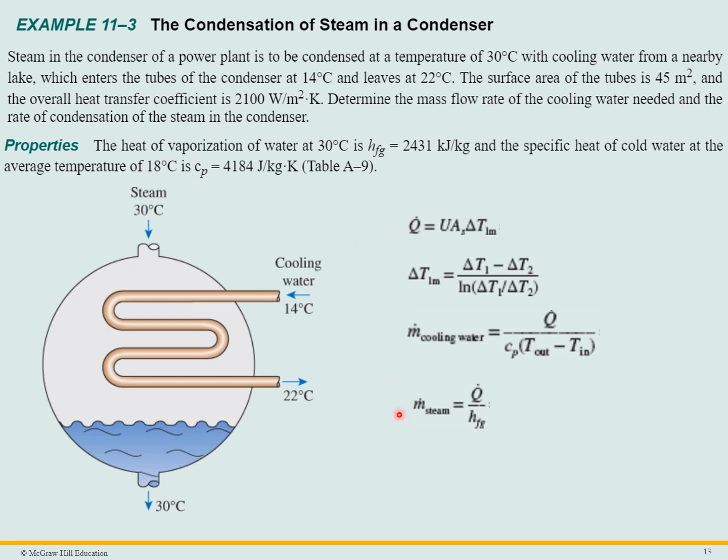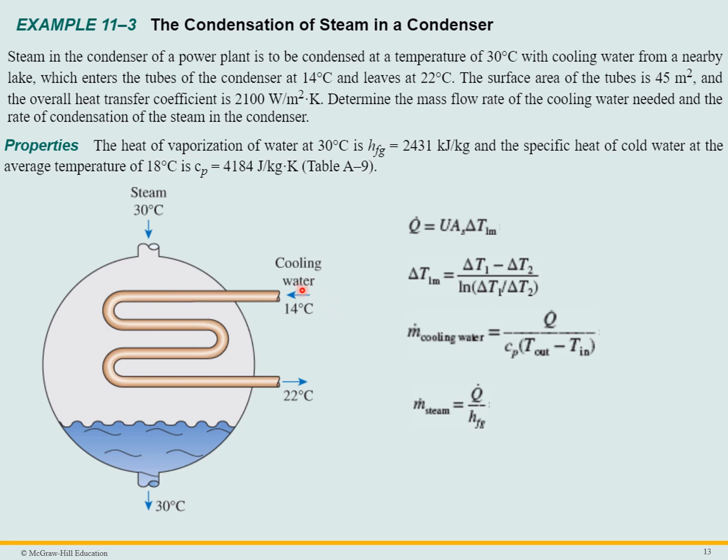So here are the relevant formulas that we're going to apply. Q dot is UA times delta TLM. Of course, for the delta TLM, we're going to apply that formula. We can solve: m dot for the cooling water is Q dot over Cp delta T, and for the steam, remember this is a phase change, so it's Q dot over hfg.